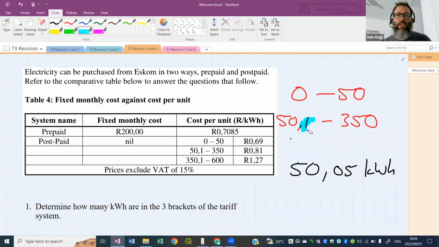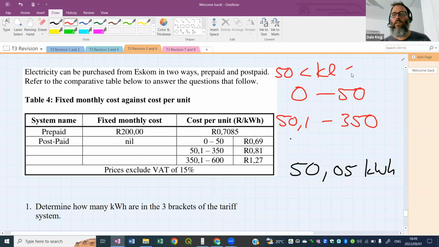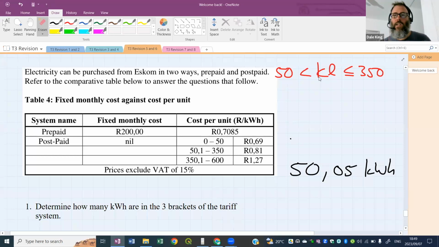Zana should be the second one. It's not an actual value. It's just saying anything over 50. The core maths way to do this properly would be to say it like this, all right? In core maths, you used to learn about inequalities, all right? So what this means is the kilowatt hours that are above 50, but less than or equal to 350. And then the next line would say 350.